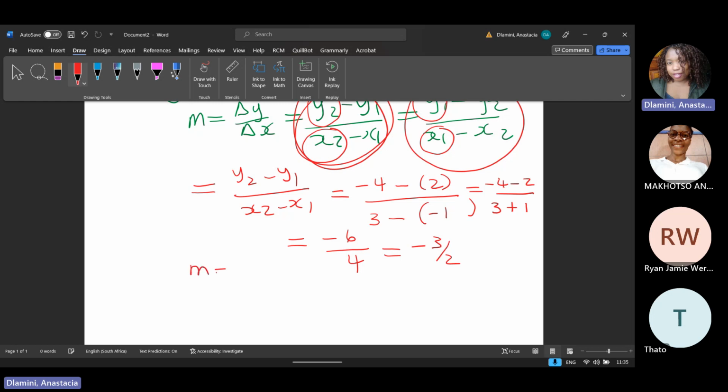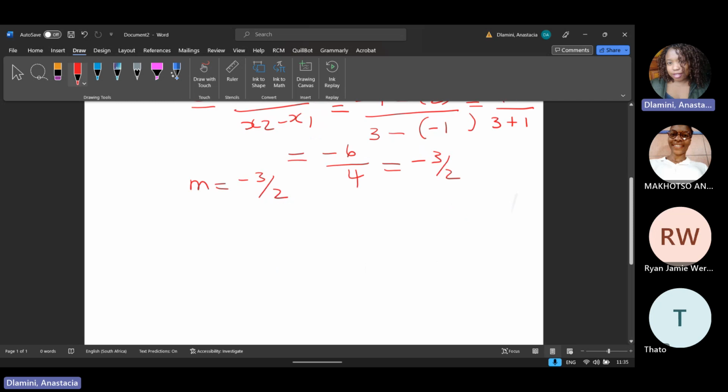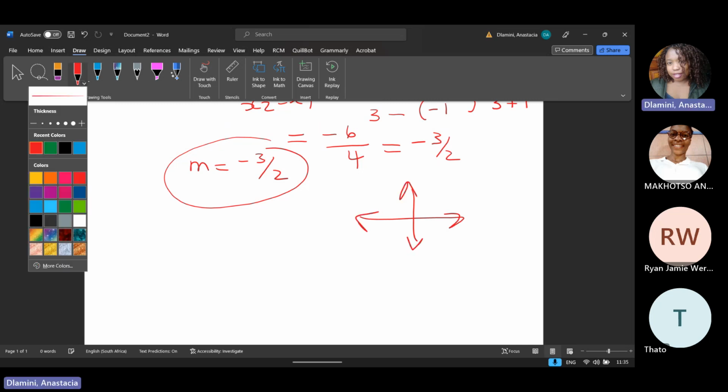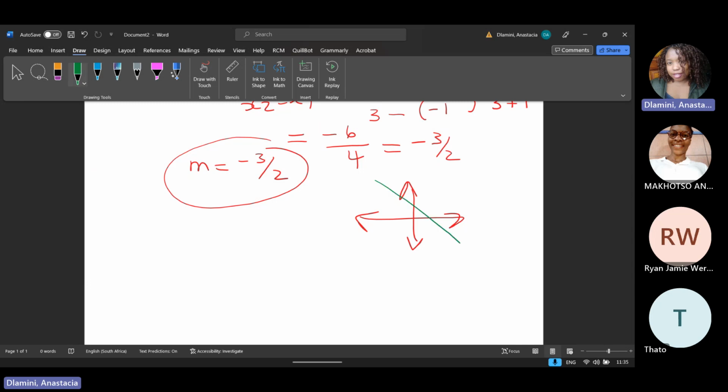Now, if we look at the value of our gradient, our m here, we can see that this is actually negative, meaning that if you were to be asked to draw a graph with such a gradient, our graph would have to look something like this, because it has a negative slope. From left to right, it will be decreasing, basically. That's how our graph will look like, because our m is negative.